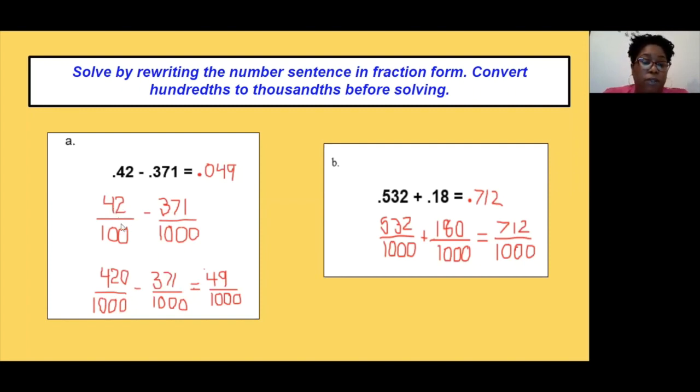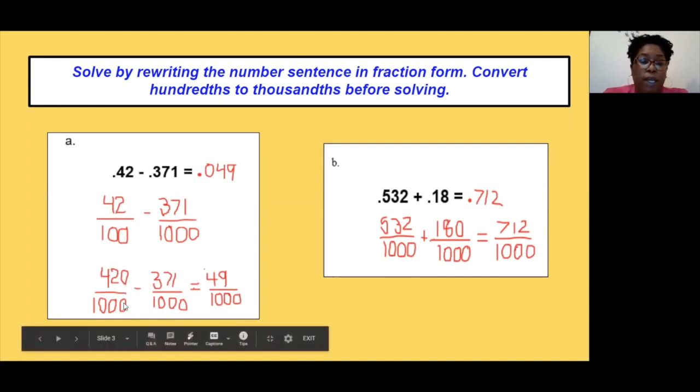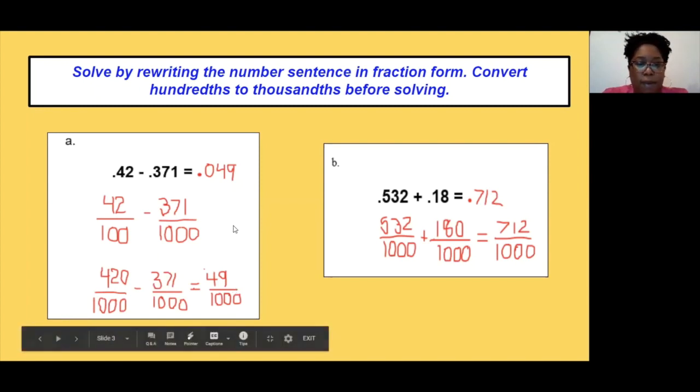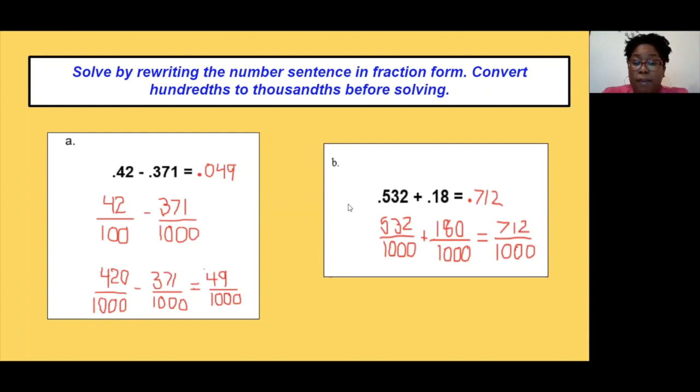So therefore, 42 hundredths becomes 420 over 1,000, minus 371 over 1,000 equals 49 thousandths. Okay, 49 over 1,000 as a fraction, and as a decimal, 0.049. 49 thousandths. And here you see we have a decimal and fraction equivalent. Okay, so we're on the right track. B, 532 thousandths plus 18 hundredths. Okay, we have to rewrite in fraction form and then convert.